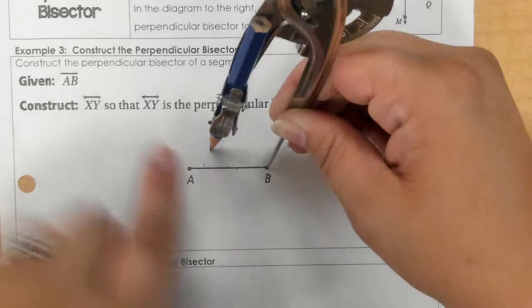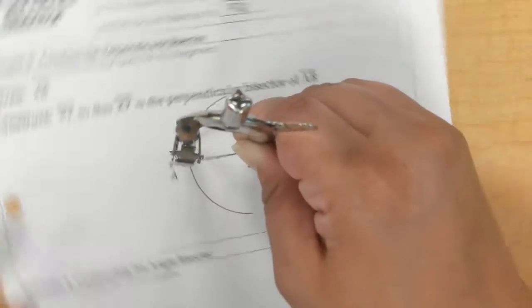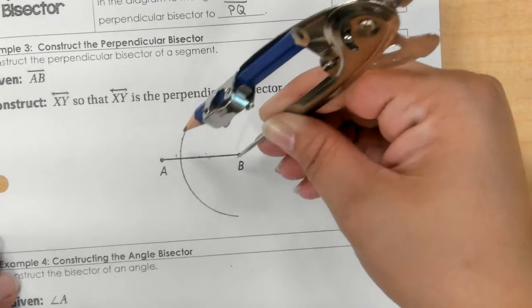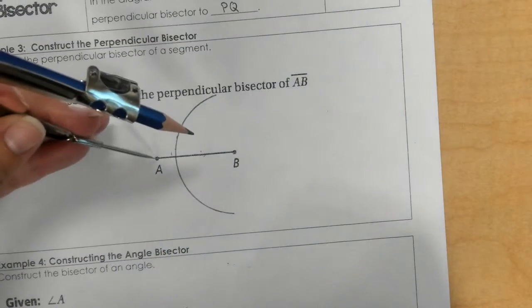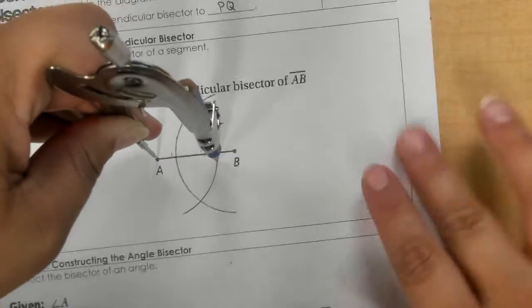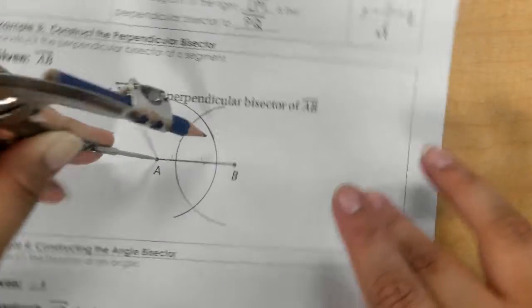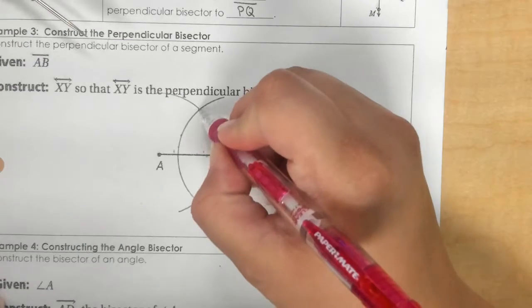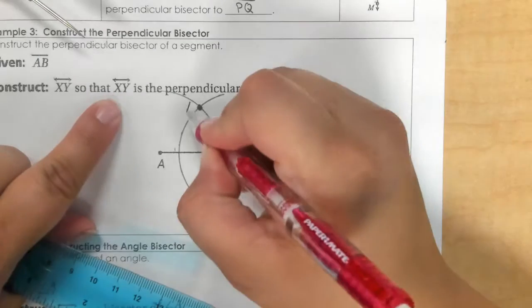So I'm going to use this and make a pretty big arc, about a semicircle. Okay? And then I'm going to pick this pointy end up without changing the dimension. I'm going to go back over to A, and I'm going to make another arc about the same size. Okay? Now, these 2 points right here represent our X and our Y.